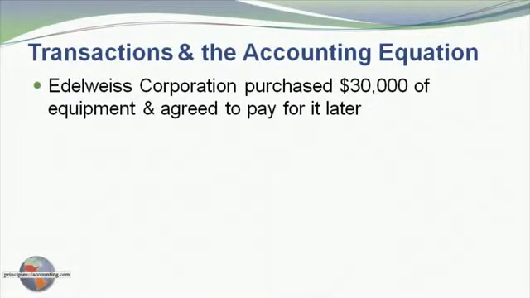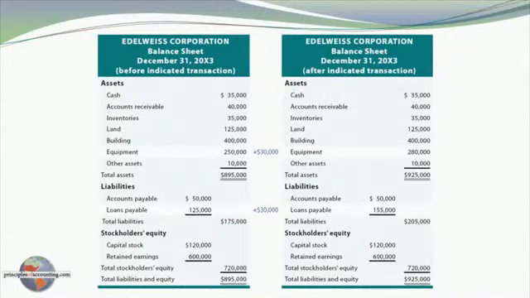Moving on to another example, Edelweiss Corporation purchases $30,000 of equipment and agrees to pay for it later. Now, looking at the complete balance sheet, notice that equipment, which was $250,000, is now $280,000, an increase of $30,000. And notice that loans payable that were $125,000 are now $155,000, an increase of $30,000. That describes the effect of the transaction on the balance sheet, but what's most important to note is now total assets are $925,000, and total liabilities and total equity equal $925,000.